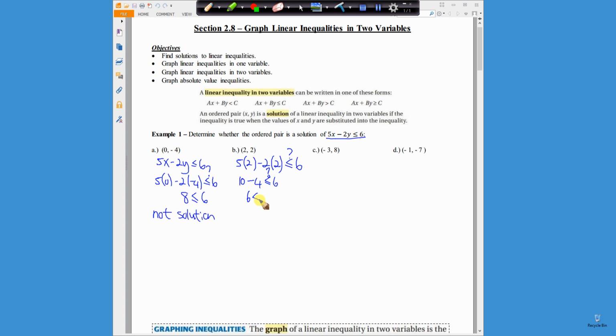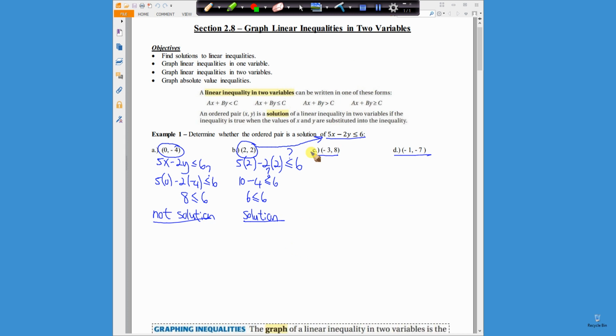I'll write it down in any case. 6 is less than or equal to 6. Is that true? Yes, 6 is equal to 6. It's the equals part here that satisfies this. So you say yes, this is a solution. And again, what's a solution? (2, 2), that ordered pair is a solution to this inequality. That's what we mean when we say solution. The other ordered pair is not a solution to the original inequality. And so you can try these two by yourself. I'll let you deal with that. That's fairly simple. I think you're okay with that.